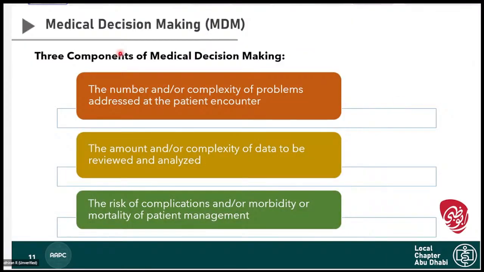The first component should be called number and complexity of problems addressed at the patient encounter. The second component is the amount and/or complexity of data to be reviewed and analyzed. The third component is the risk of complication and/or morbidity or mortality of the patient management. So we'll discuss one by one.